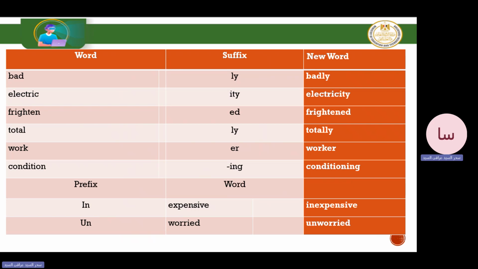Total, by adding ly, becomes the adverb totally. Work, if we add the suffix er to the verb or the noun work, it becomes worker. Condition, by adding ing, becomes conditioning. Some prefixes are letters we add at the beginning of the word to change the meaning. Expensive, if we add in before it, it becomes inexpensive, meaning cheap. Worried, if we add un, it becomes unworried, meaning satisfied or relaxed.